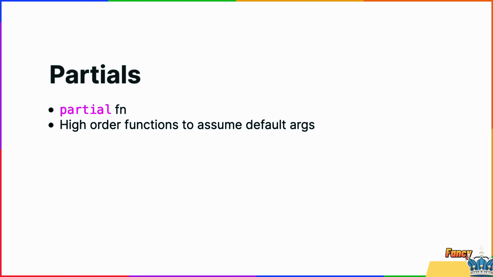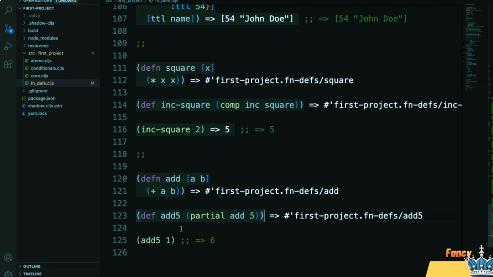Partials or partial functions reduce the argument count of a function by setting defaults. The add function takes 2 arguments, but the add5 partial sets the default argument on add as 5.